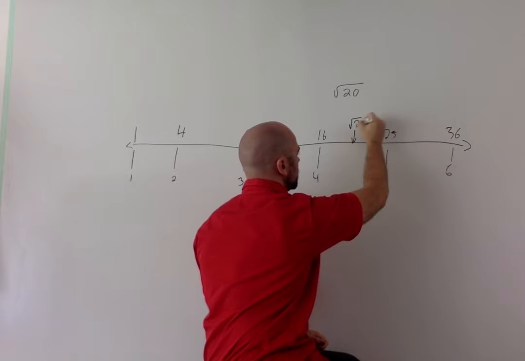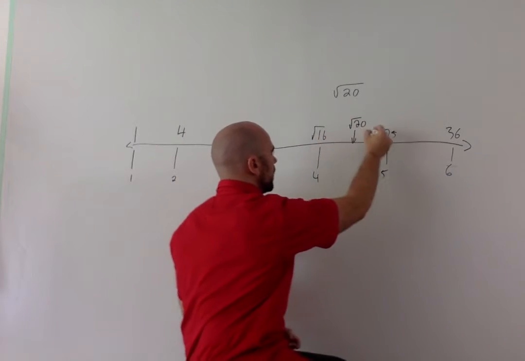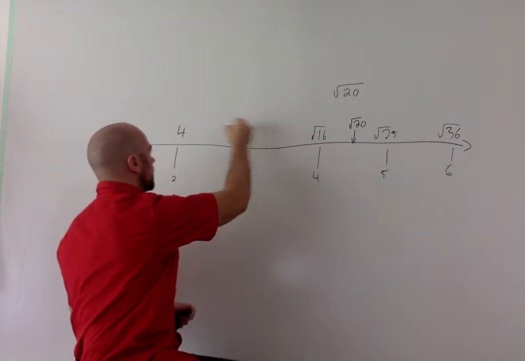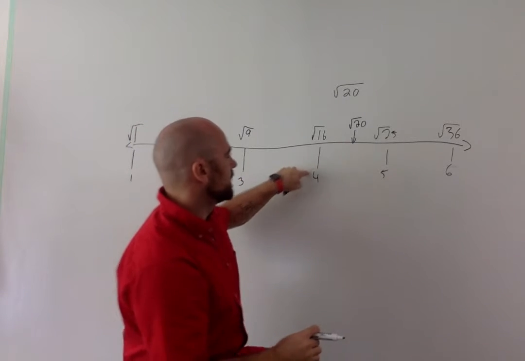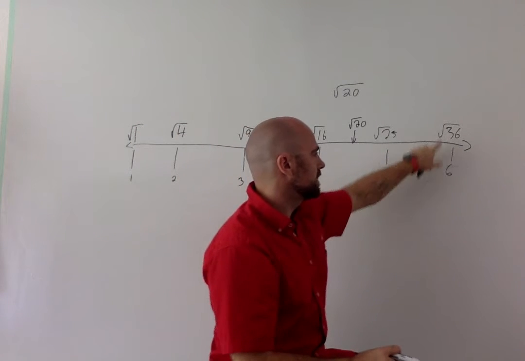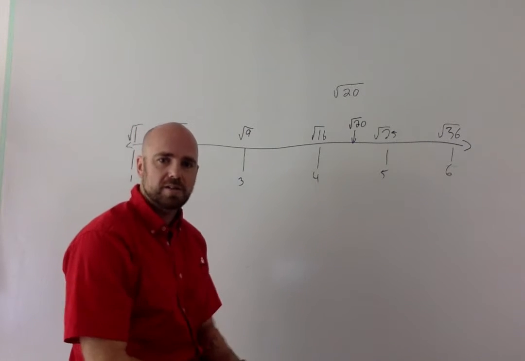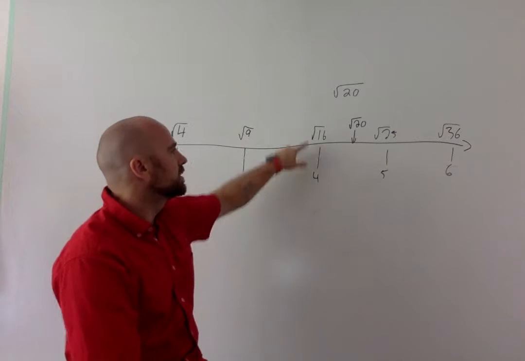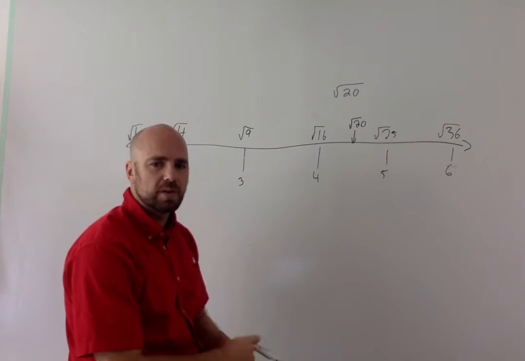So the square root of 20. I can put the square root sign over all of these numbers to say that it's the same thing, because what I'm saying is this is equal to this, this is equal to this. The square root of 9 is equal to 3. So 3 squared is equal to 9, 4 squared is equal to 16. It doesn't matter how I do it, it still works out.